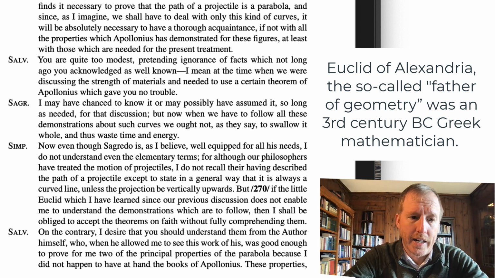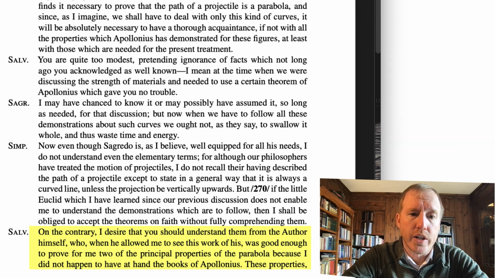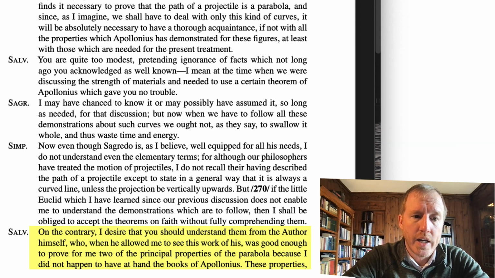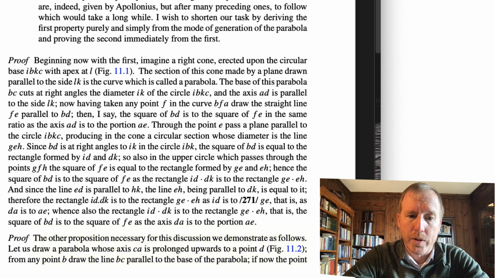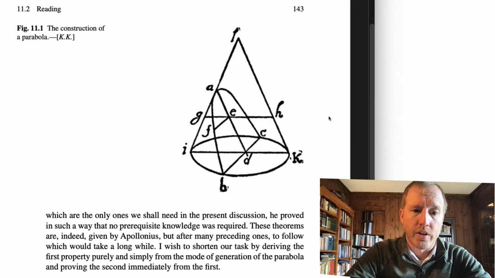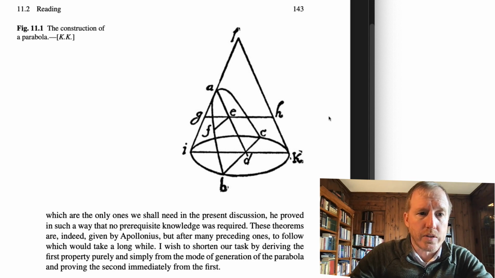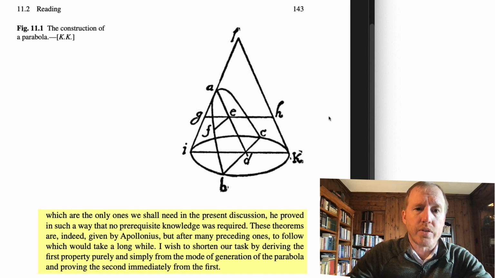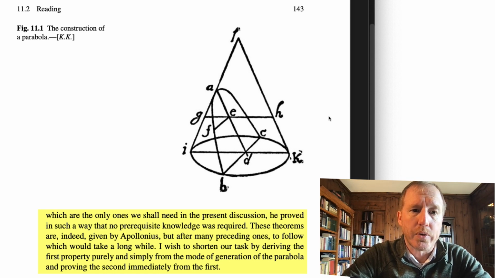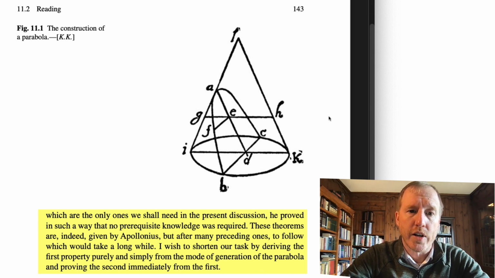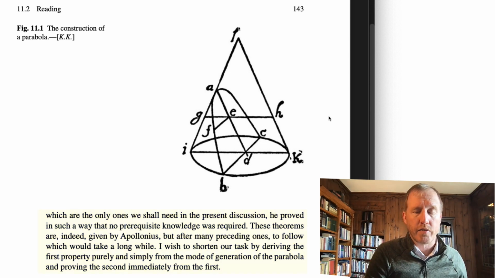And so Salviati comes back and says, on the contrary, I desire that you should understand them from the author himself, who, when he allowed me to see his work of this, was good enough to prove for me two of the principal properties of the parabola because I did not happen to have at hand the books of Apollonius. These properties, which are the only ones we will need in the present discussion, he proved in such a way that no prerequisite knowledge was required. These theorems are indeed given by Apollonius, but after many preceding ones, to follow which would take a long while. I wish to shorten our task by deriving the first property purely and simply from the mode of generation of the parabola and proving the second immediately from the first.